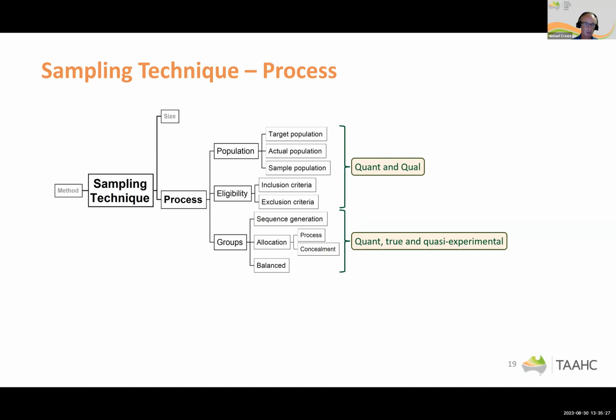You have eligibility as well. So who gets included, who gets excluded. And then within quantitative, and especially where you've got different groups of people, you have to decide who goes into what group, how it happens, how do you balance those groups, and all sorts of questions around that.